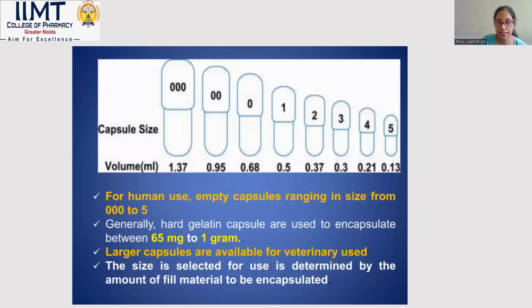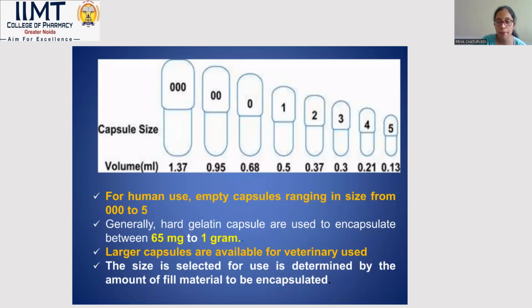Now you can see the capsule sizes and the volumes are also mentioned, like 000 can contain 1.37 ml, 00 can contain 0.95 ml, single zero can contain 0.68 ml, 1 contains 0.5 ml, 2 contains 0.37 ml, 3 contains 0.3 ml, 4 contains 0.21 ml, and 5 contains 0.13 ml.